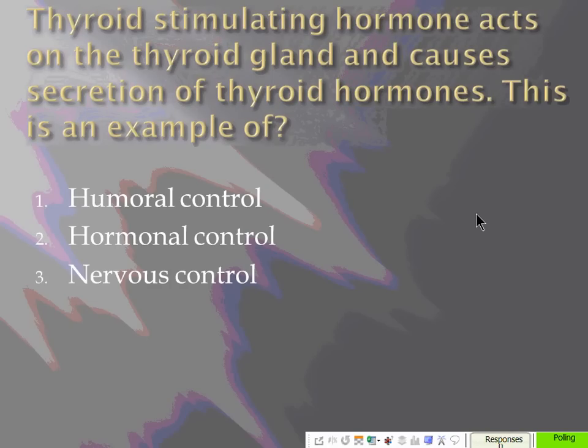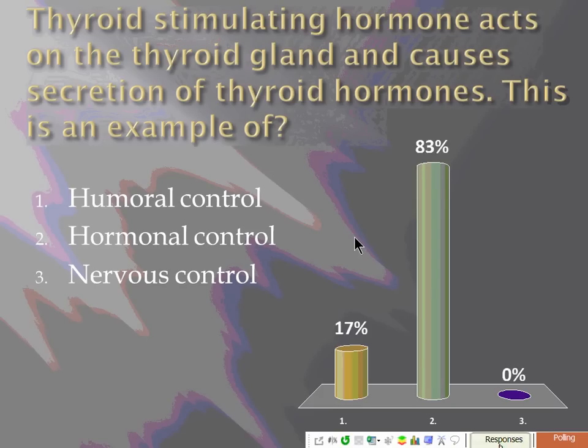Look at this one. Thyroid stimulating hormone acts on the thyroid gland and causes secretion of thyroid hormones. What is this an example of? This is an example of hormonal release. Remember, one hormone, look at this, thyroid stimulating hormone, causes secretion of thyroid hormone. So hormone and hormone. This is hormonal release, nothing to do with humoral. Humoral and hormonal kind of look alike, so you have to be very careful when you're looking at that. For humoral, I would have had to mention blood something.